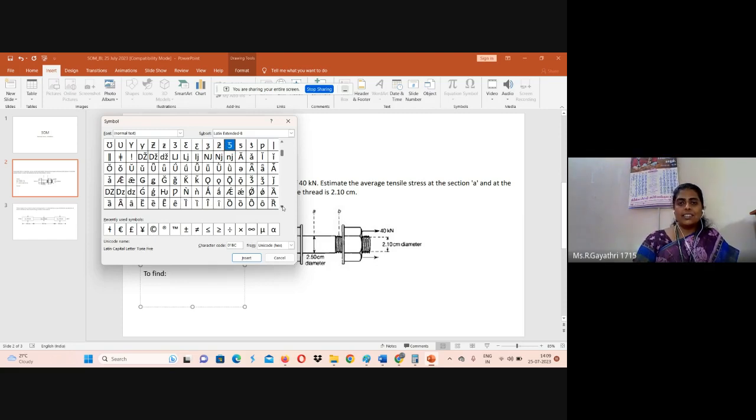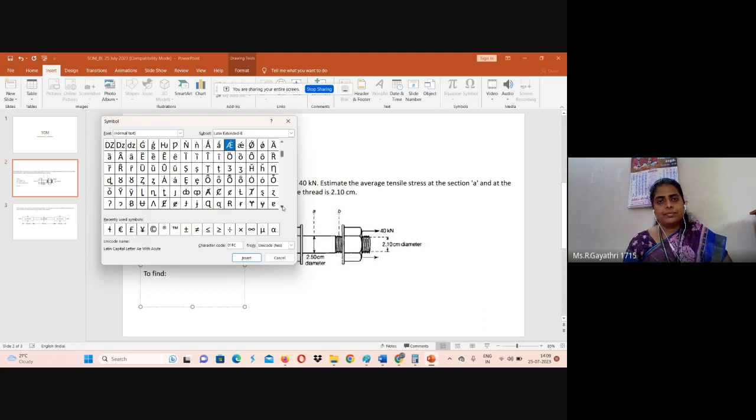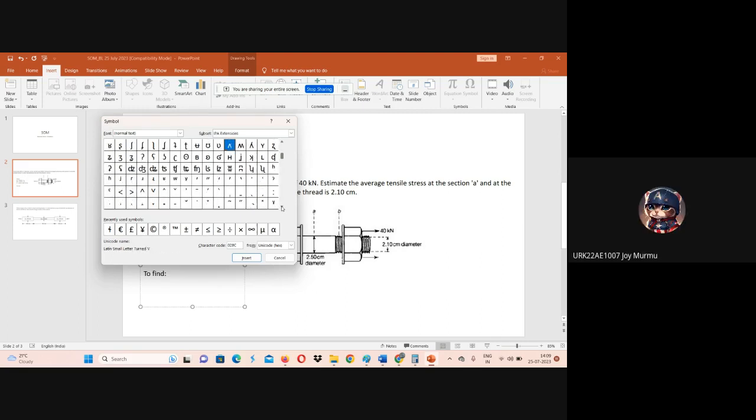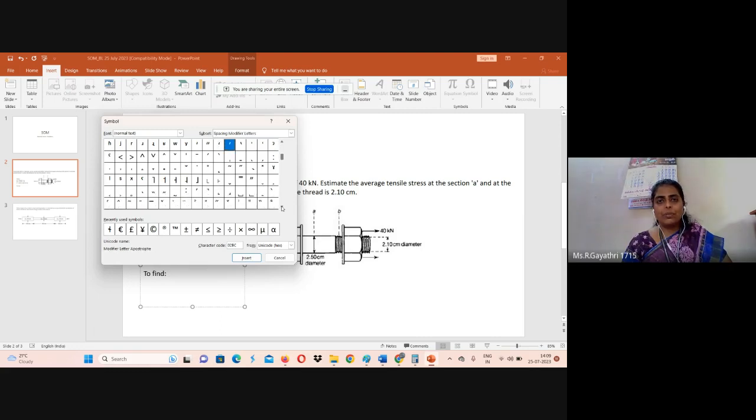You can tell me your answer. First you can find area at section A. Okay, what about the area formula? Everyone, you can post your answer in the chat box. We can see who is really participating in every discussion. Pi by 4 into d square. Here, pi by 4 into dA square.